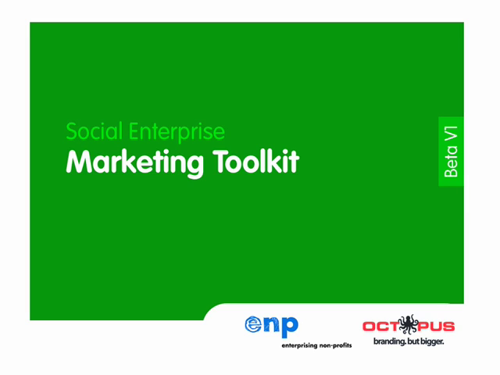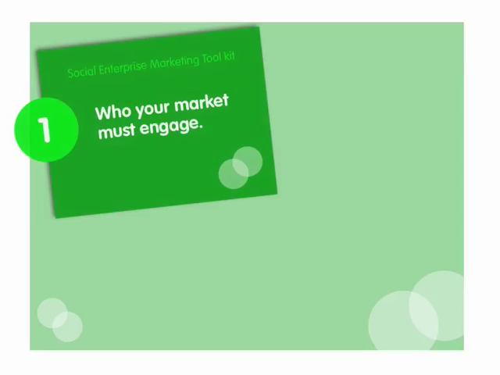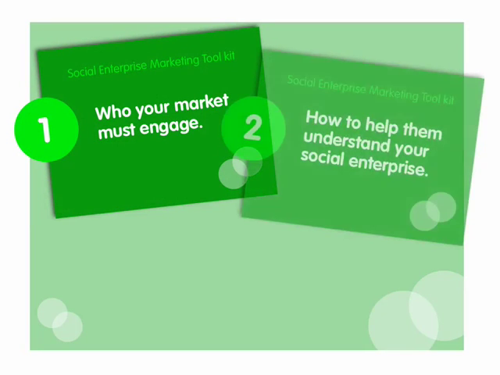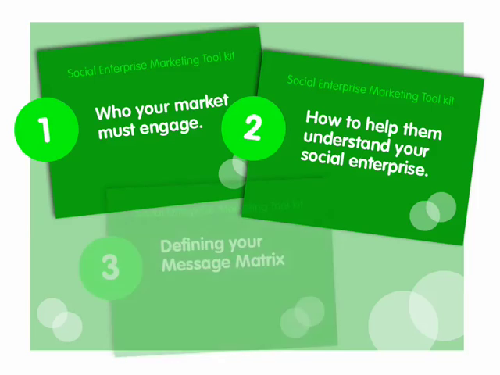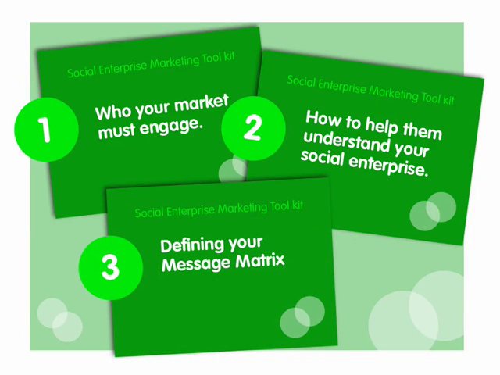Welcome to the fourth and final module of the Social Enterprise Marketing Toolkit. By now, you should have completed the exercises from the first three modules: clarifying your product or service, identifying your core market, understanding how they perceive value in your competitive context, and defining a message matrix to help you guide your promotional work and to keep your team on message.